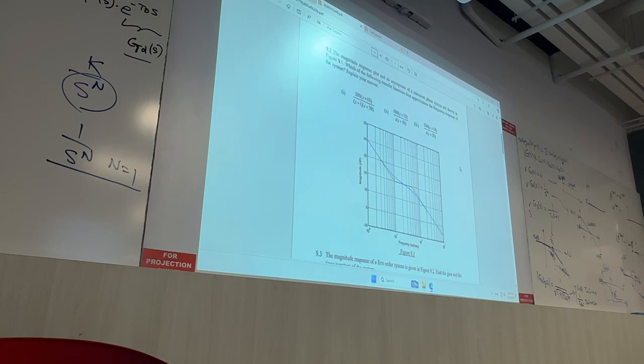When we know how to construct the whole plots, and when we are given the transfer function, we can do the reverse process.